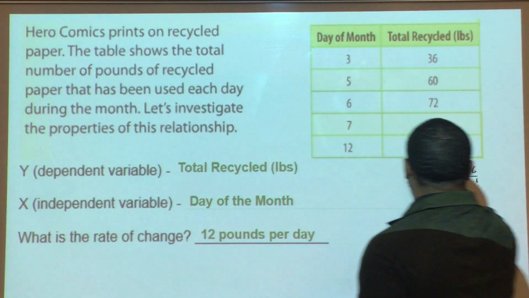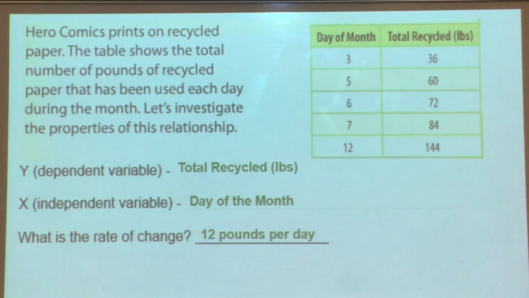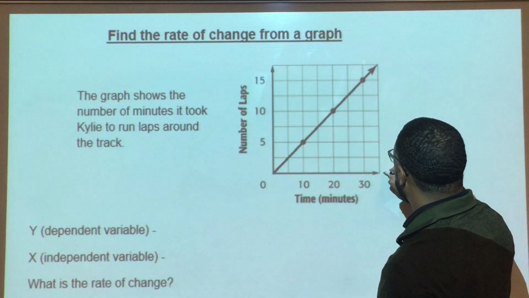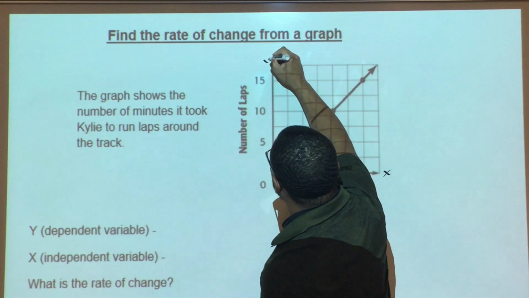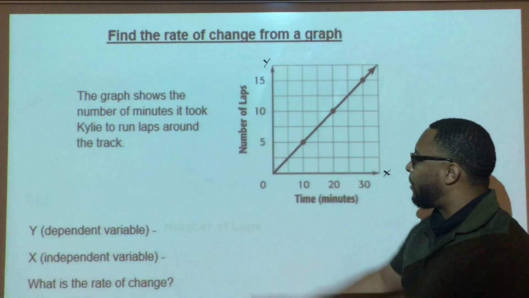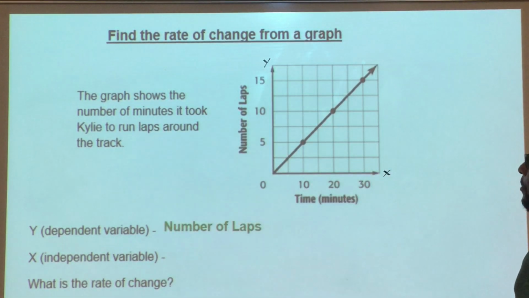So we've looked at some tables, and now we want to look at some graphs. So let's find the rate of change from this graph. It says the graph shows the number of minutes it took Kylie to run laps around the track. And we'll just pretend that she's running at a constant rate. So when you're looking at a graph, this is going to be your x-axis and your y-axis, and it's always set up that way. So my dependent is going to be the number of laps, because here it depends on how much time has gone by.